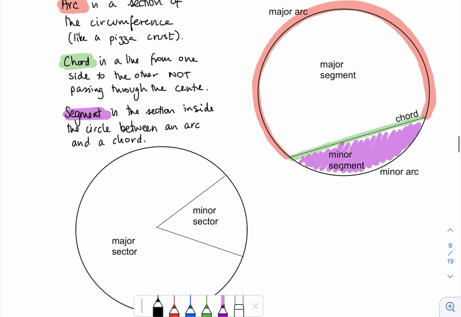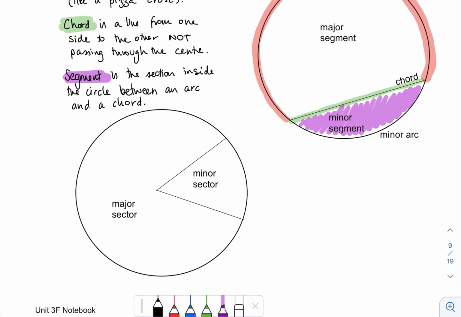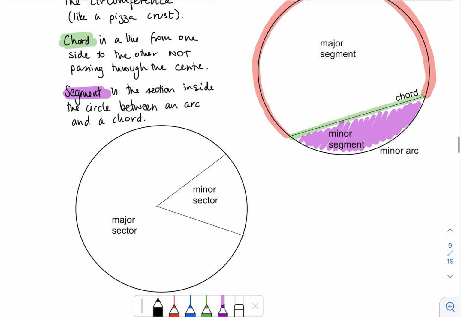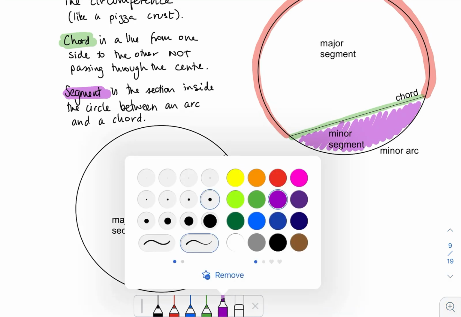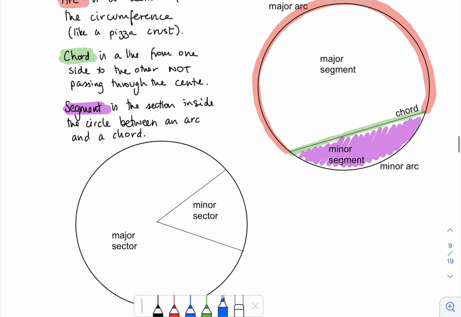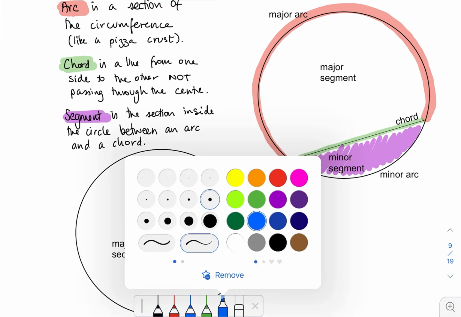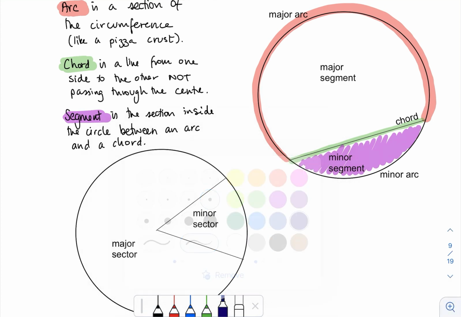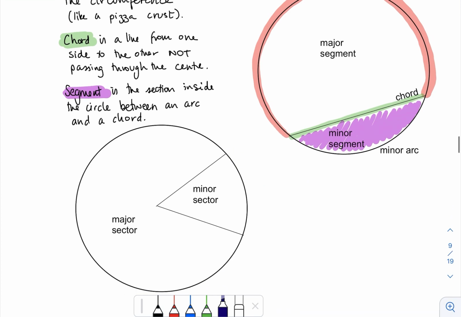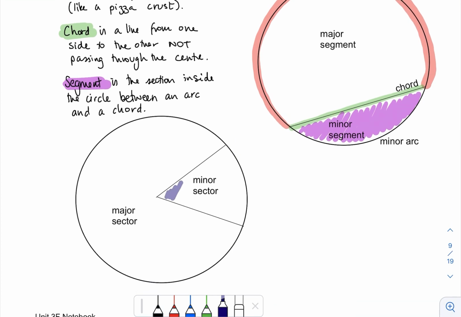And then the final definition goes for this bottom circle here, a major and a minor sector. You need to be careful not to confuse a segment with a sector. Okay? And this one here, trying to think. This one. Okay. Sector, again, I'm going to colour in the minor sector for the moment, is all of this.